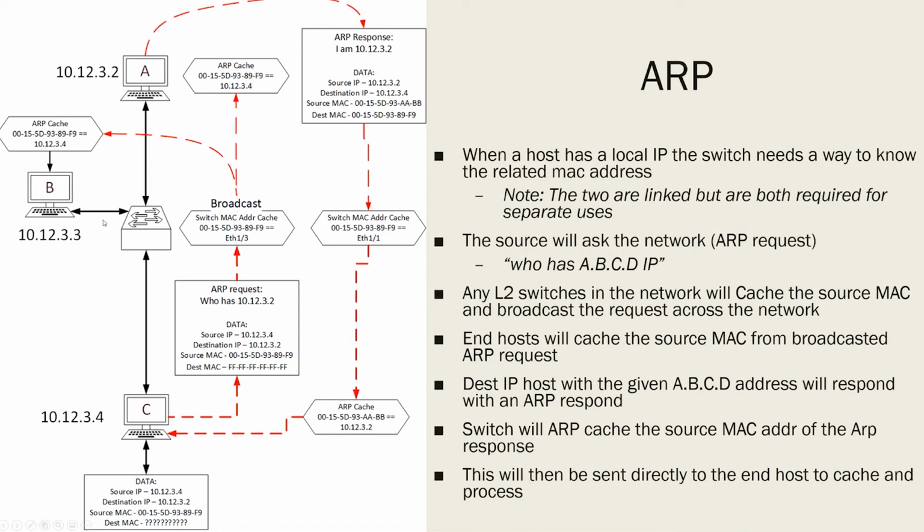So B is receiving a message saying, are you 10.12.3.2? In this case, no, it's 3.3. So that effectively ignores it. But what that host does at the same time, so it learns for the future, is it processes all the way up to layer 7, right? So it's processing layer 3 as well.